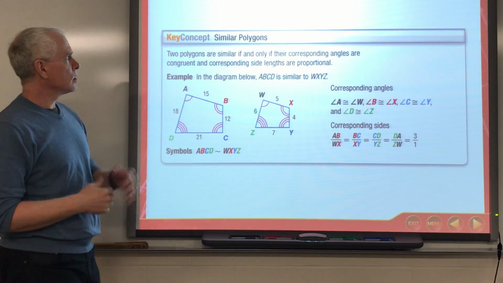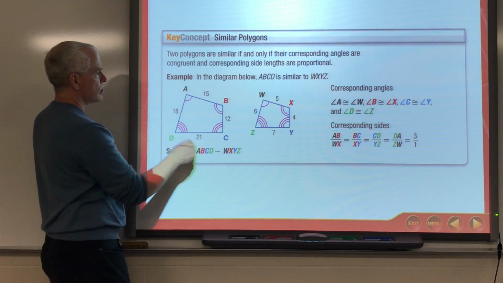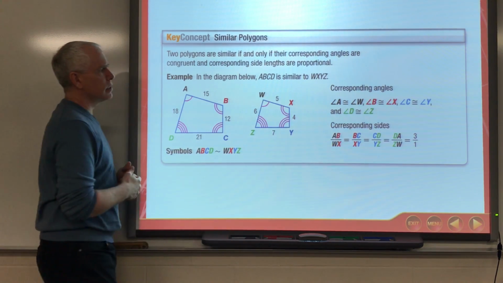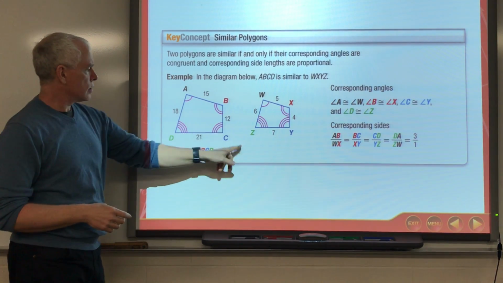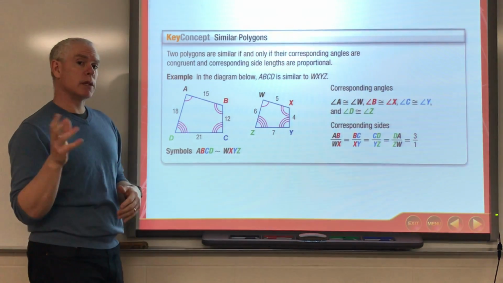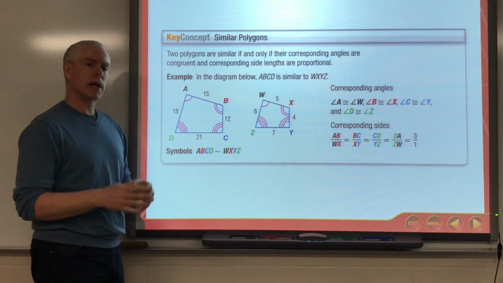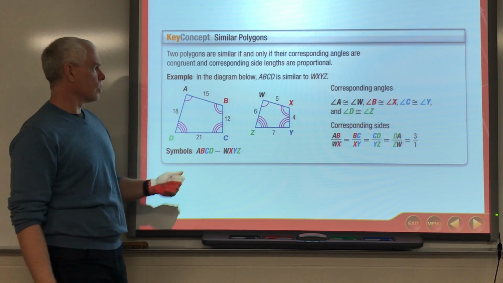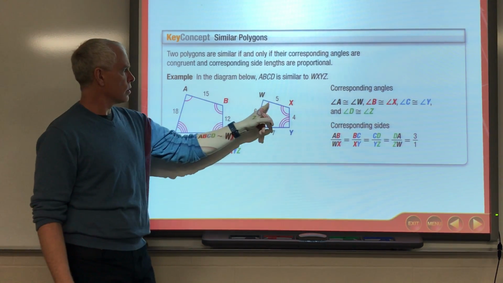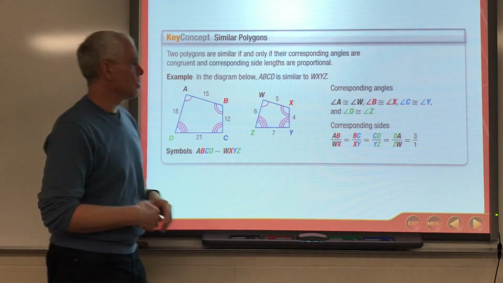So here's what similar polygons look like. These two polygons, ABCD and WXYZ, are similar, okay? And this is the statement that we would use to compare them. Just like we did with congruent polygons, but now we just have this little tilde, which means similar. And it means that the corresponding angles are congruent. So angle A is congruent to W, B is congruent to X, etc. And you can see those statements there.